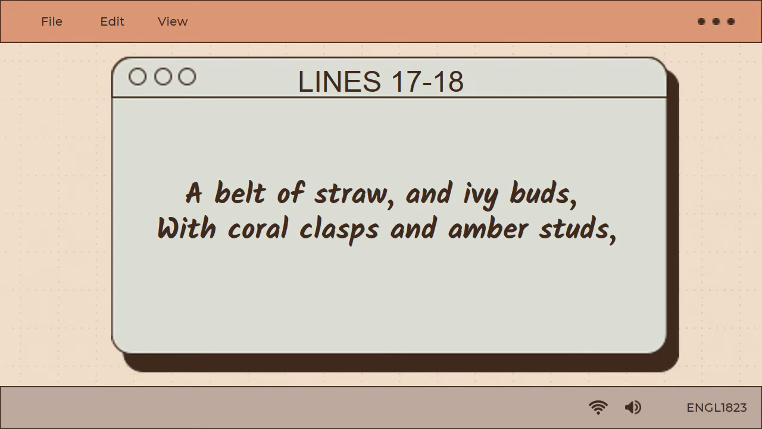Coral and amber were costly products in Marlowe's time. They certainly weren't up for grabs in the countryside, and we're willing to bet that they were out of the price range of most shepherds.